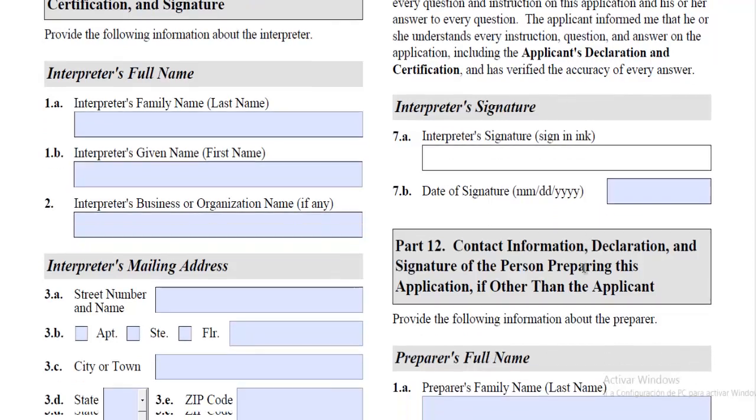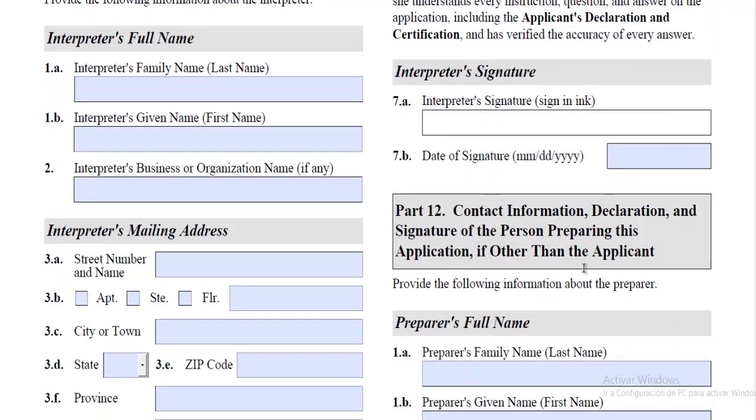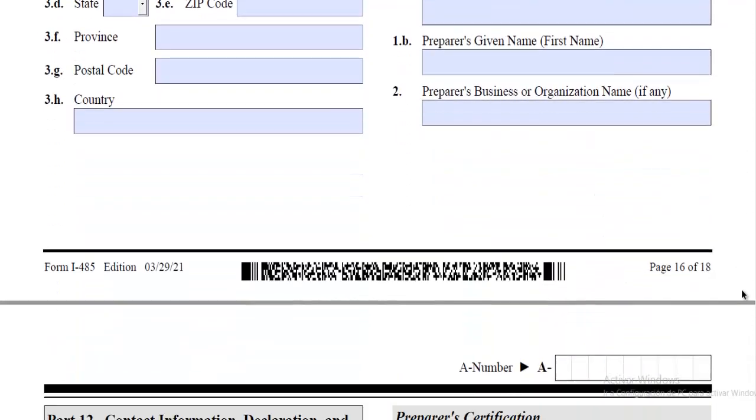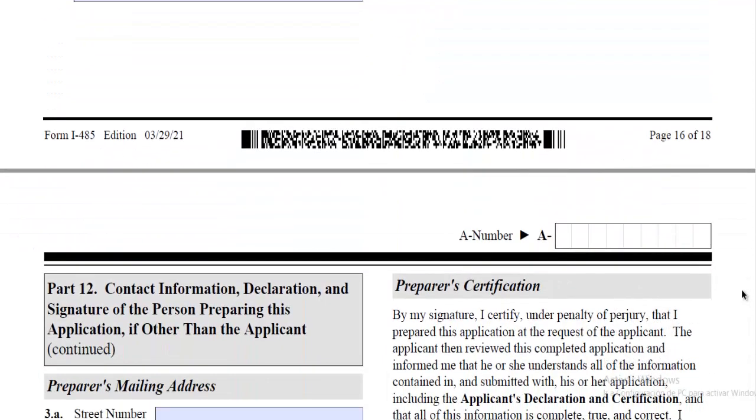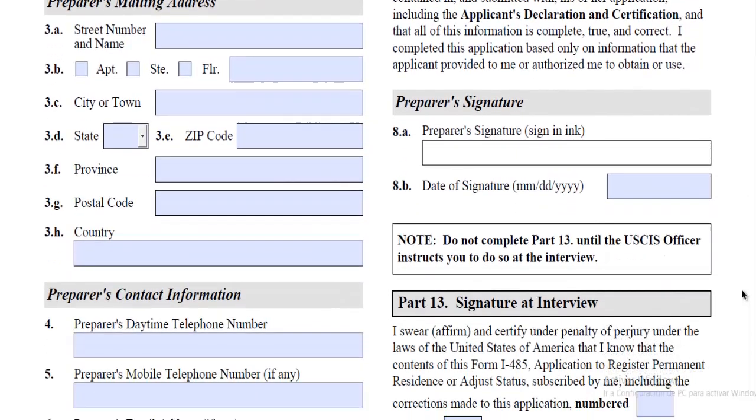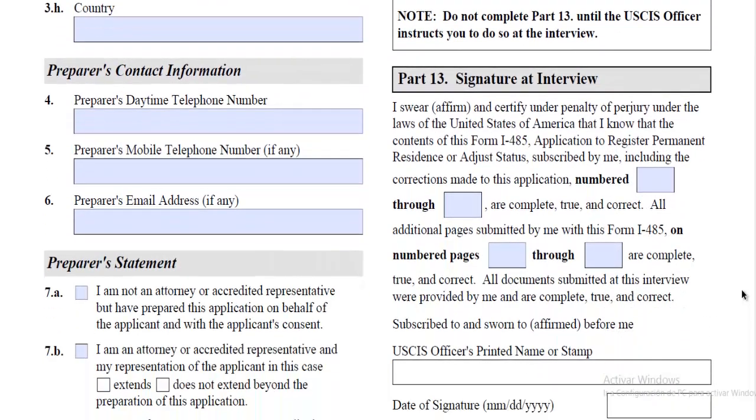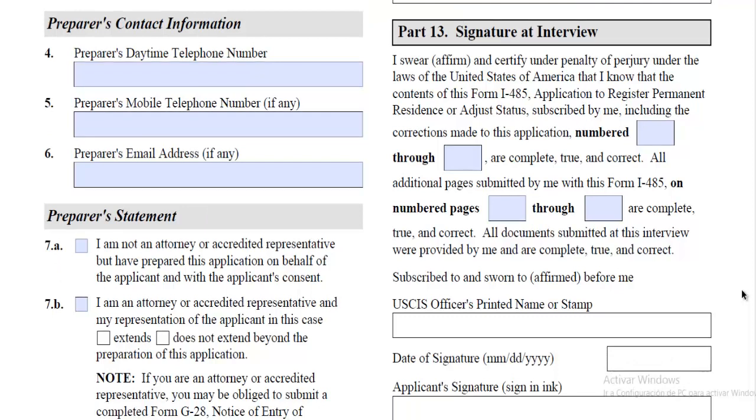In part 12, contact information, certification, and signature of the person preparing this application, if other than the applicant. If you filled out Form I-485 yourself, leave this part blank. Otherwise, this is where the lawyer or other person who filled out this form for you signs and provides his or her information. Remember what I told you when we initially started the application? The only part that we leave blank is part 13. Anything else, N/A. Signature at the interview: leave this blank for now, so you'll sign it when you meet the USCIS officer for your green card interview, okay?